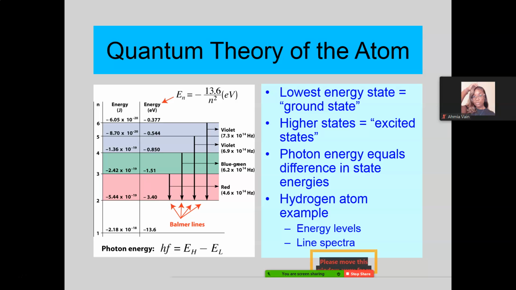So let's now do example 8.4. An electron in a hydrogen atom jumps from the excited energy level n equal 4 down to n equal 2. It jumps from here to there. Okay, what is the frequency of the emitted photon?